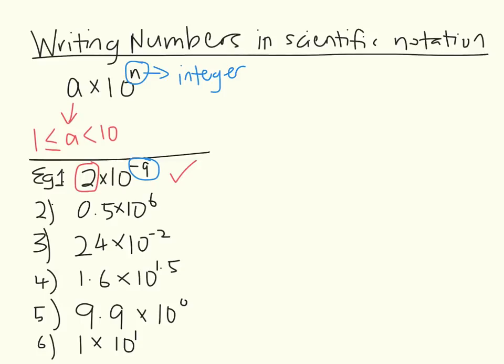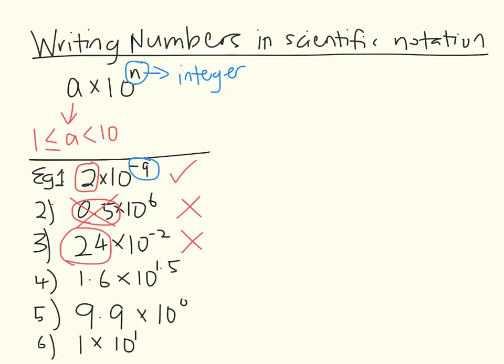All right, let's look at the second example. 0.5 times 10 to the power of 6. So 0.5, is it greater than or equal to 1 and less than 10? No, it is not. So this number is not in scientific notation. Let's look at example 3. 24 times 10 to the power of -2, is this in scientific notation? You can see that 24 is greater than 10, so it is not in scientific notation.